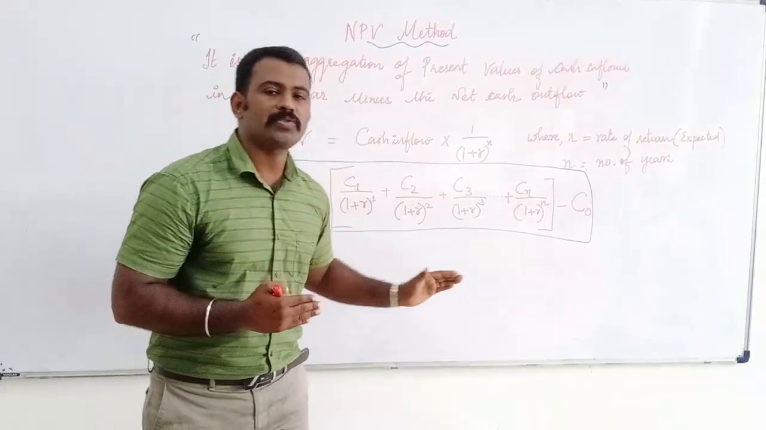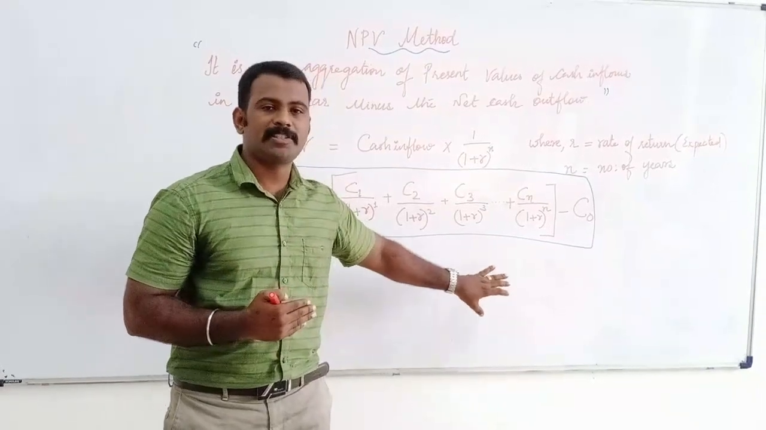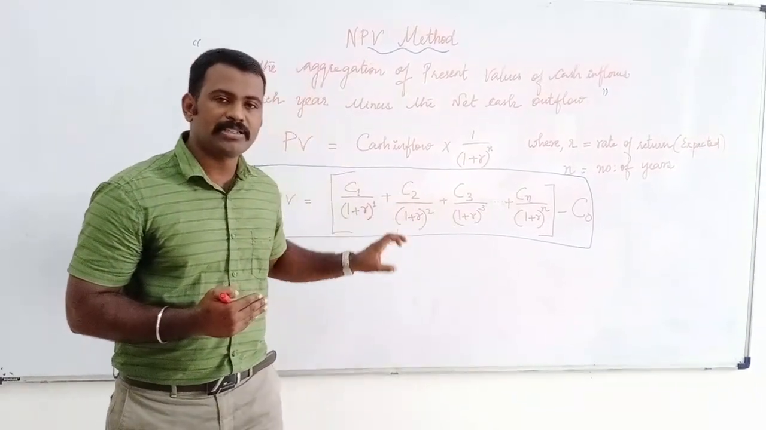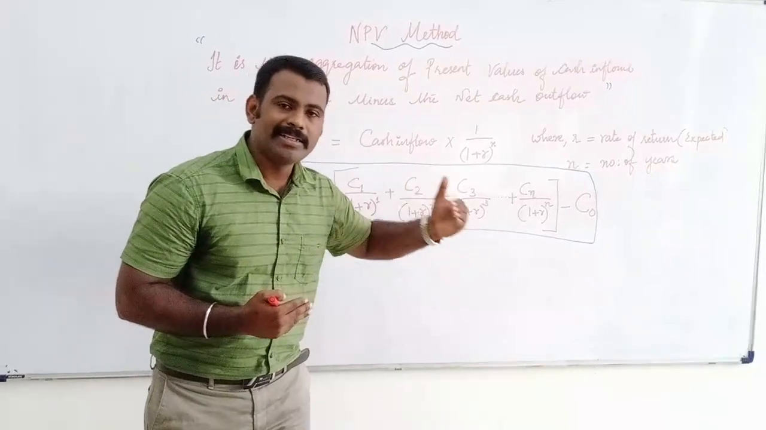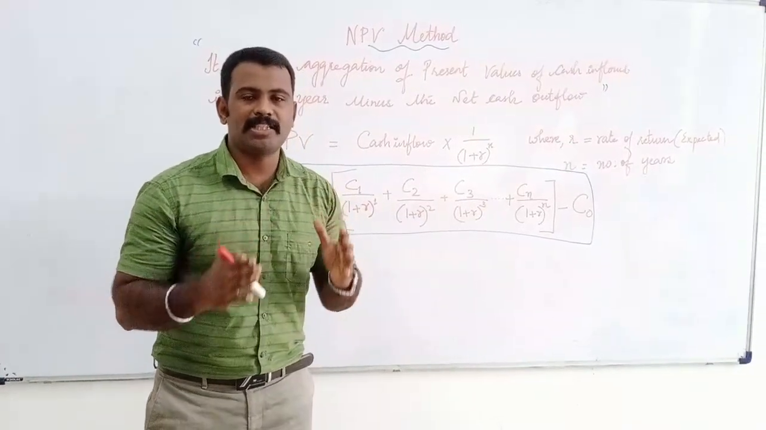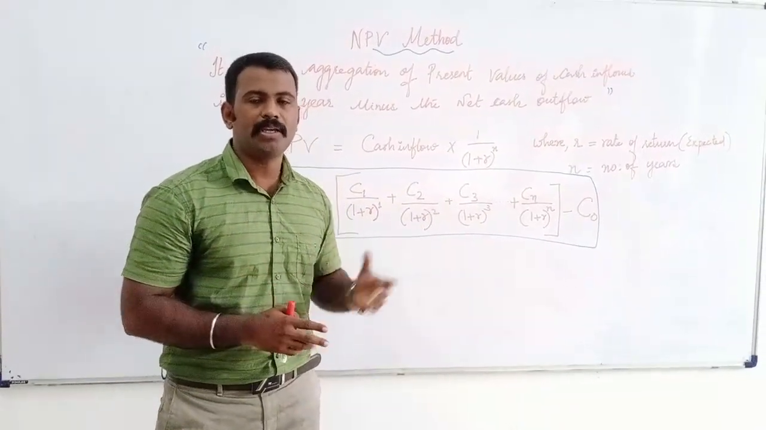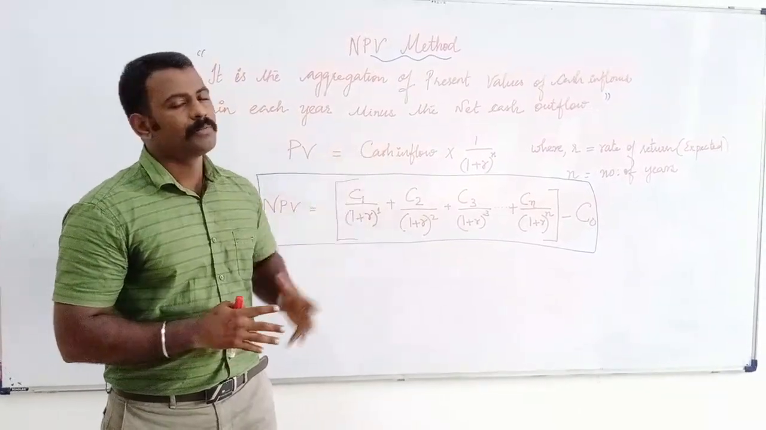If we get a positive value, we will accept the project. If we get a negative value, we will deny that project. That is the basic principle when we work through the net present value method.